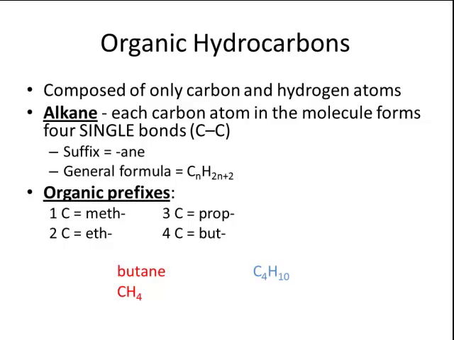Here I have the compound CH4. Because there's only 1 carbon, I know that it's going to begin with the prefix meth-. And if I compare the number of carbons to hydrogens, I have double the number of carbons plus 2 hydrogens, which means that the suffix will be -ane. So this compound is called methane.